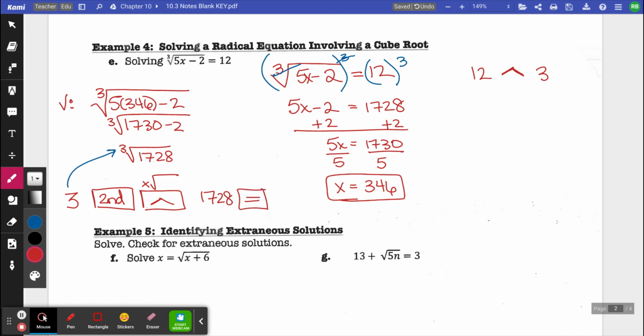So go ahead and do that in your calculator. Do 3, second, the caret symbol, and then in your calculator, it should say 3 and have the x with the radical symbol. 1728, press the equal sign, and in fact, we do get 12, which is what we wanted. So we have the right answer of 346 for x.